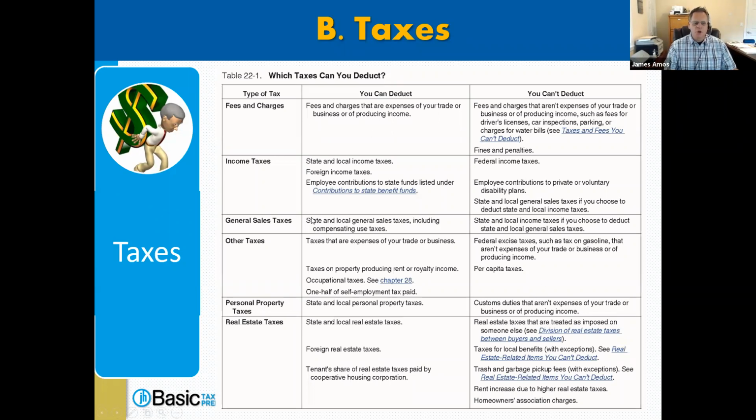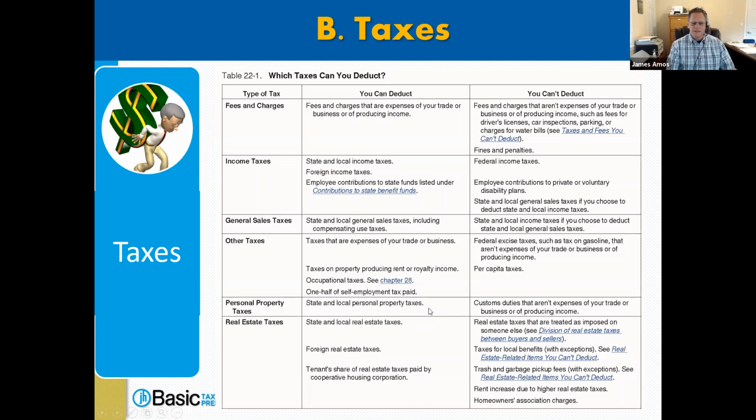So what they're showing you is there's all sorts of things you can deduct, but they don't all necessarily go on a Schedule A. They may go other places. Look, you cannot deduct at all excise taxes, taxes on gasoline, and so on, per capita taxes. If you don't even know what those are, don't worry about them. Just know you cannot deduct excise taxes or gasoline taxes. What about personal property taxes? State and local personal property taxes, you can deduct those. You do deduct those on a Schedule A.